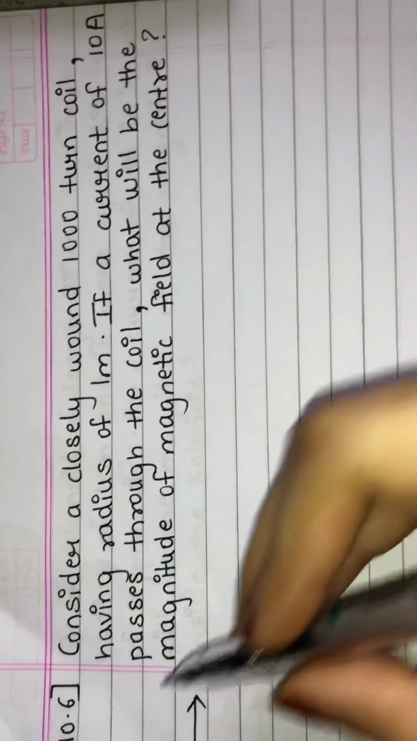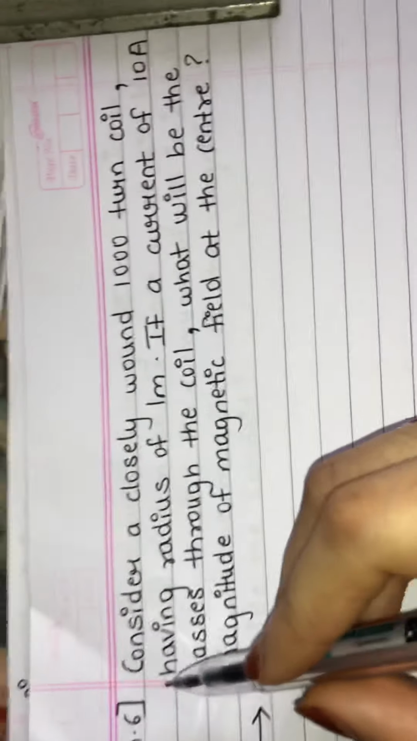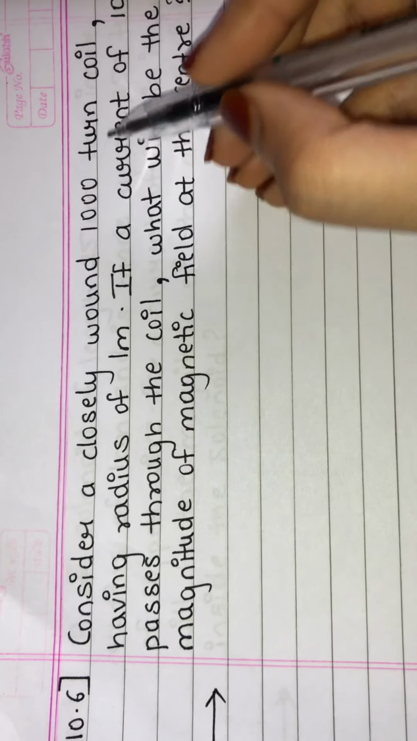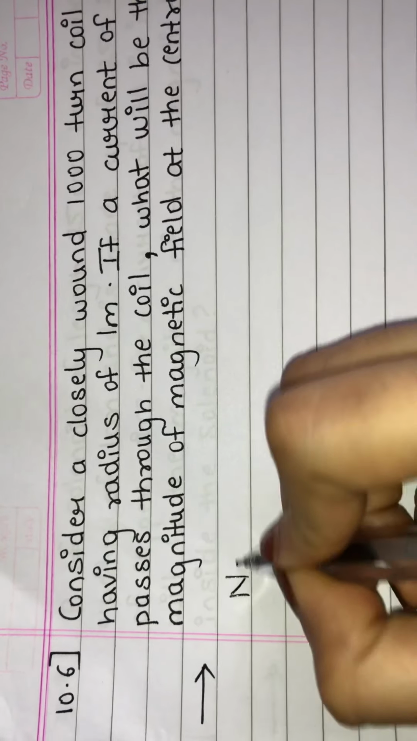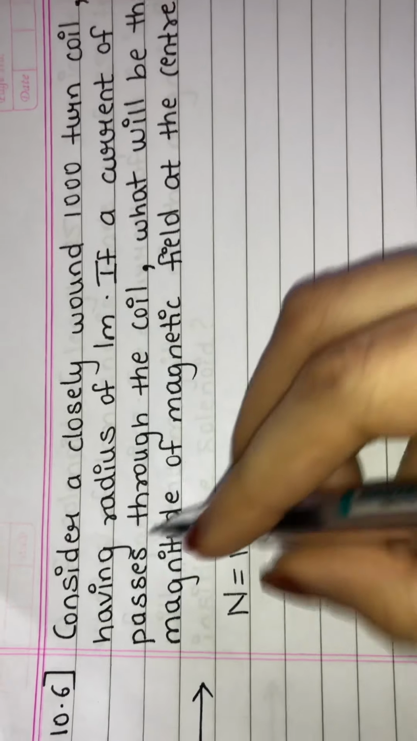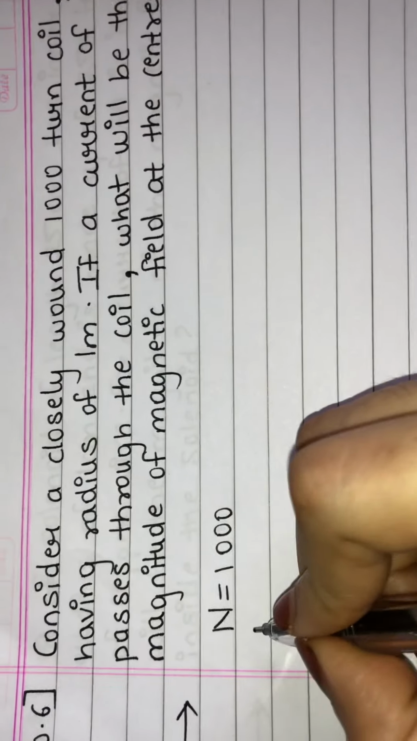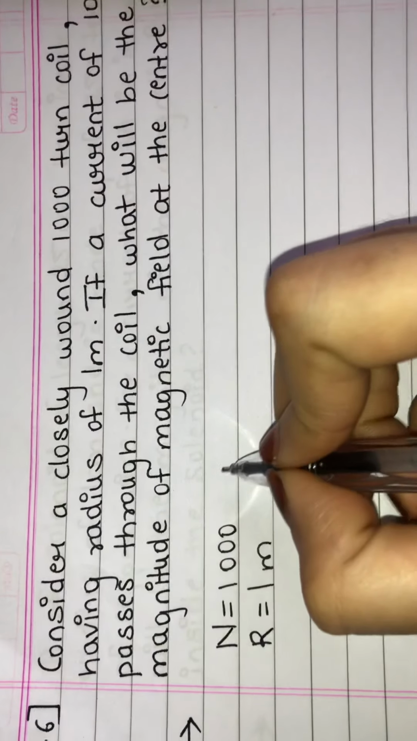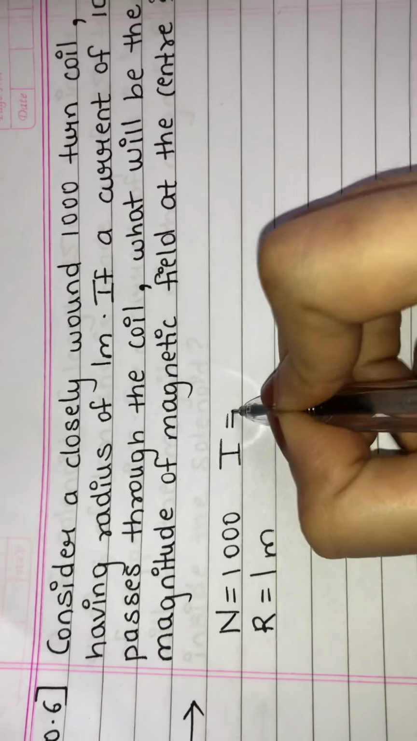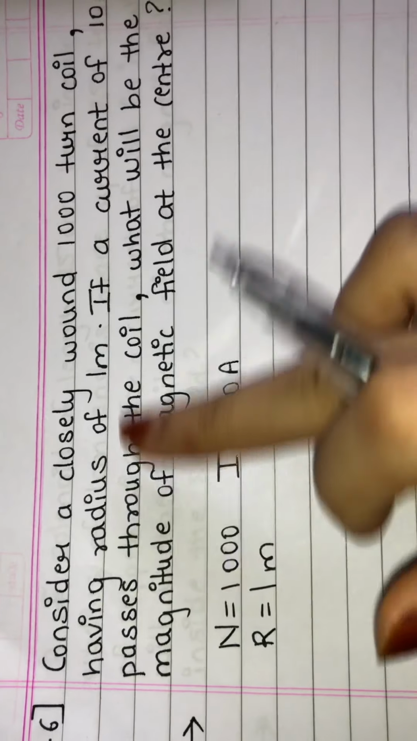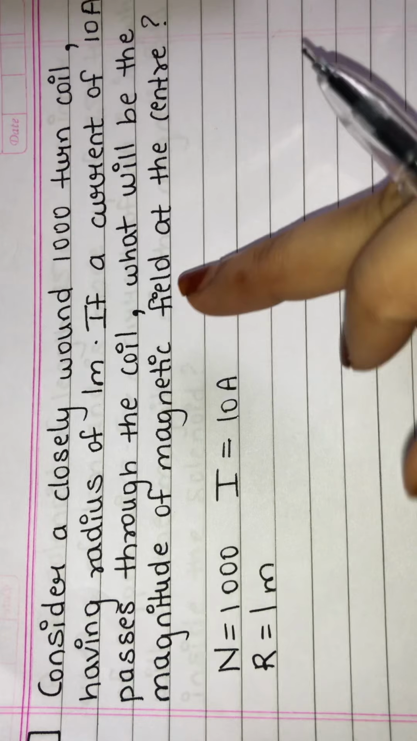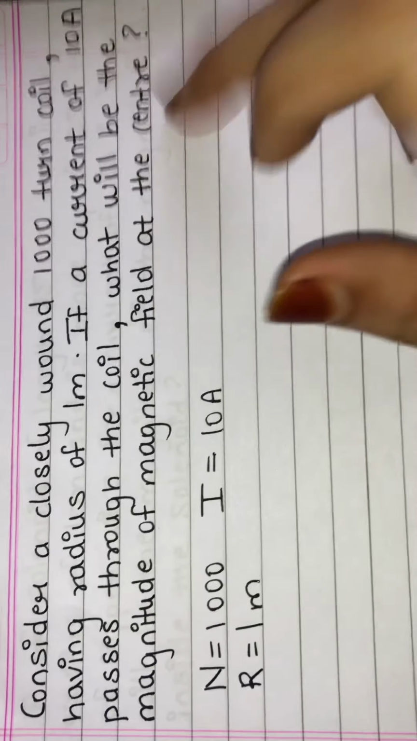Okay, starting with numerical 10.6, solve numerical. Consider a closely wound 1000-turn coil. So we have a number of turns, that is 1000, having radius 1 meter. If a current of 10 ampere passes through the coil, what will be the magnitude of the magnetic field at the center?